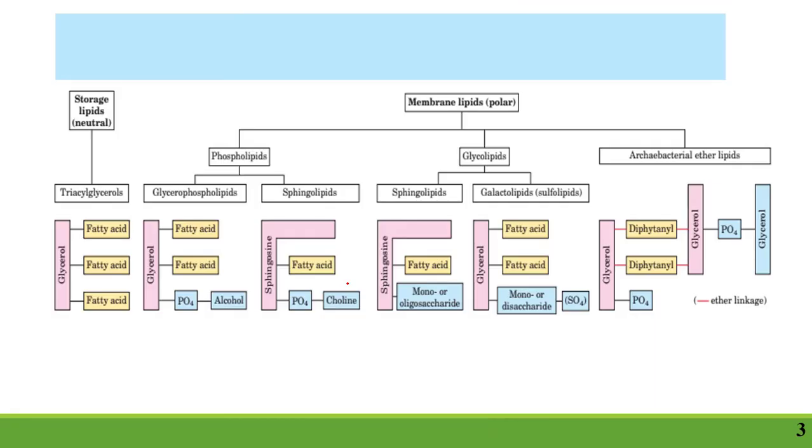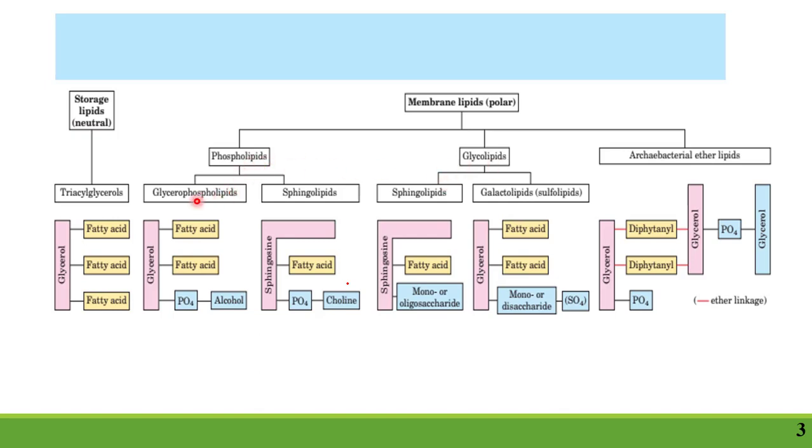So, until here, we learned different types of lipids. Storage lipids or neutral lipids, where we just have a triacylglycerol, which is composed from glycerol and 3 fatty acids. And other types of lipids are membrane lipids or polar lipids, which are divided into two groups: phospholipids and glycolipids.